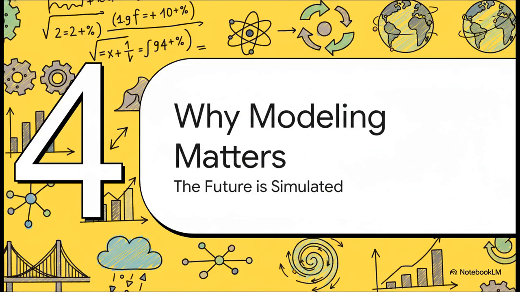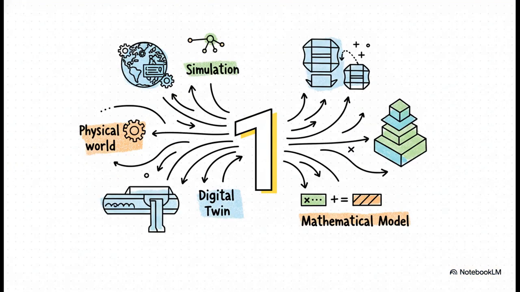So, let's zoom out. What's the big picture here? Why is mathematical modeling so ridiculously important to modern science and technology? Let's wrap this up. And this really gets to the heart of it. Mathematical modeling isn't just another tool in the toolbox, it is the absolute foundation. Every single simulation, every digital twin, every piece of software that predicts how the physical world works, it all starts with a mathematical model, period.